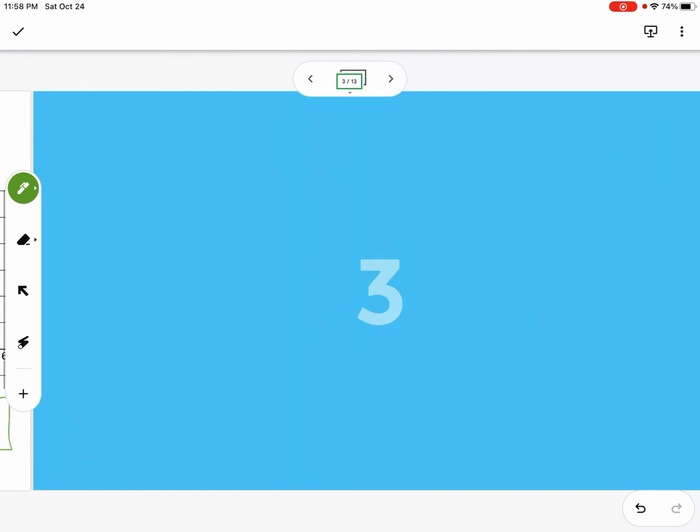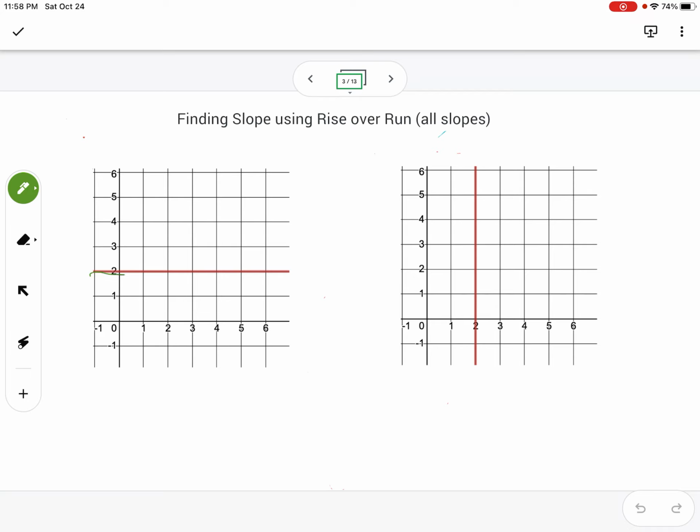Then a final reminder: if you see a horizontal line like this, you don't have to do any work. That slope is 0. If you see a vertical line like this, you don't have to do any work. That slope is undefined. We're going to talk about this in our next topic, but one way to think of this is to do rise over run. Let's choose 2 points. What's my rise? My rise is 0. I didn't go up or down. And my run is 3. So that's 0 divided by 3, that's 0.